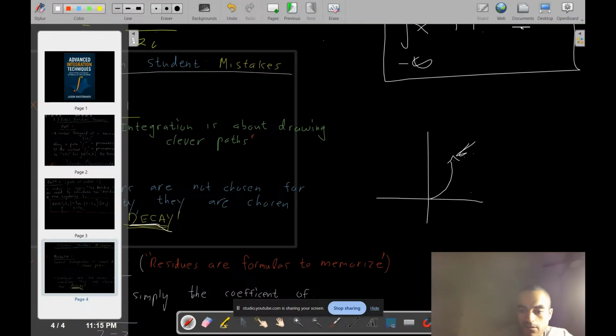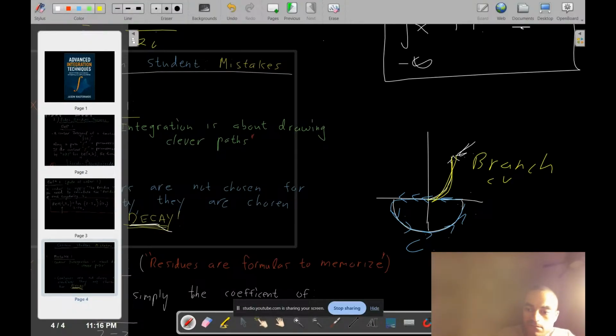I want to avoid touching that branch cut. So I might choose something like an upper part, a lower part of my semicircle. Now I'm choosing the lower part of my semicircle. As you can see, having this type of parameterization for my contour is avoiding the branch cut. This yellow curve here is my branch cut. You understand?